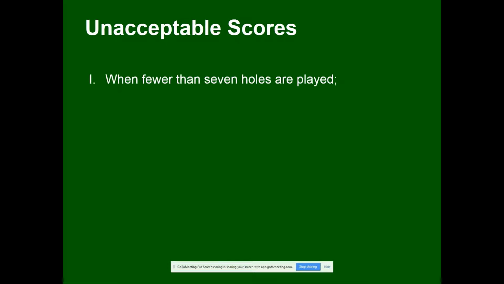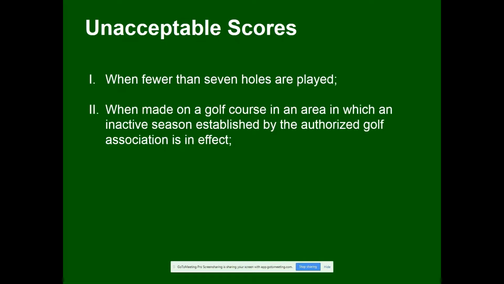All right, what is not acceptable for score posting? When you obviously play less than 7 holes, or when play is made on a golf course in an area in which an inactive season is established. So that would be here, if you play golf today in the snow, you would not be able to post that for handicap purposes.